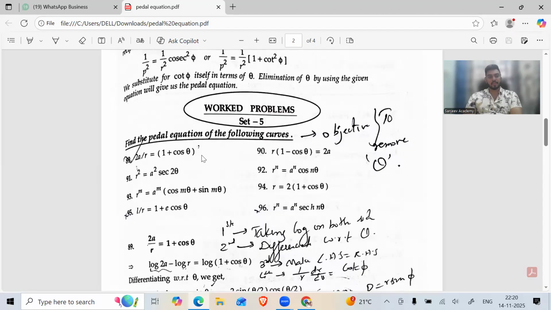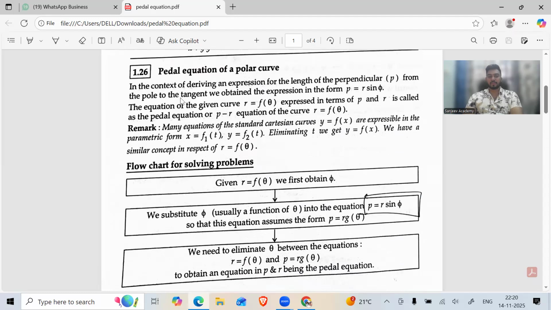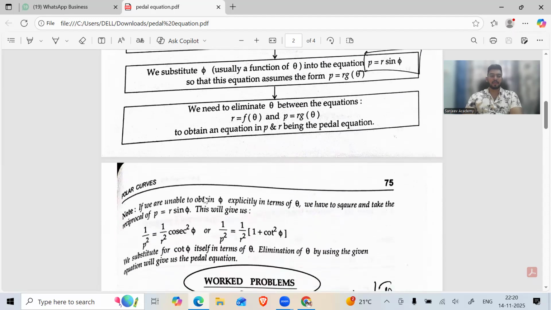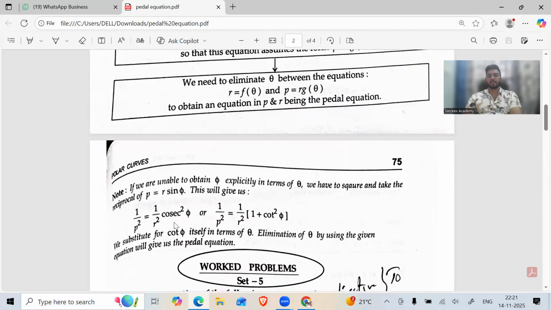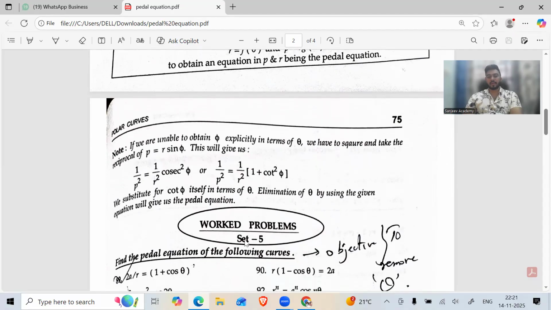Yes. And as I told you, the pedal equation of a polar curve, something like this, the flow chart will be given, correct? And then p = r sin phi, 1/p² = 1/r² + cosec² phi. So all of those things, there'll be a lot of confusion for everyone on what to do.